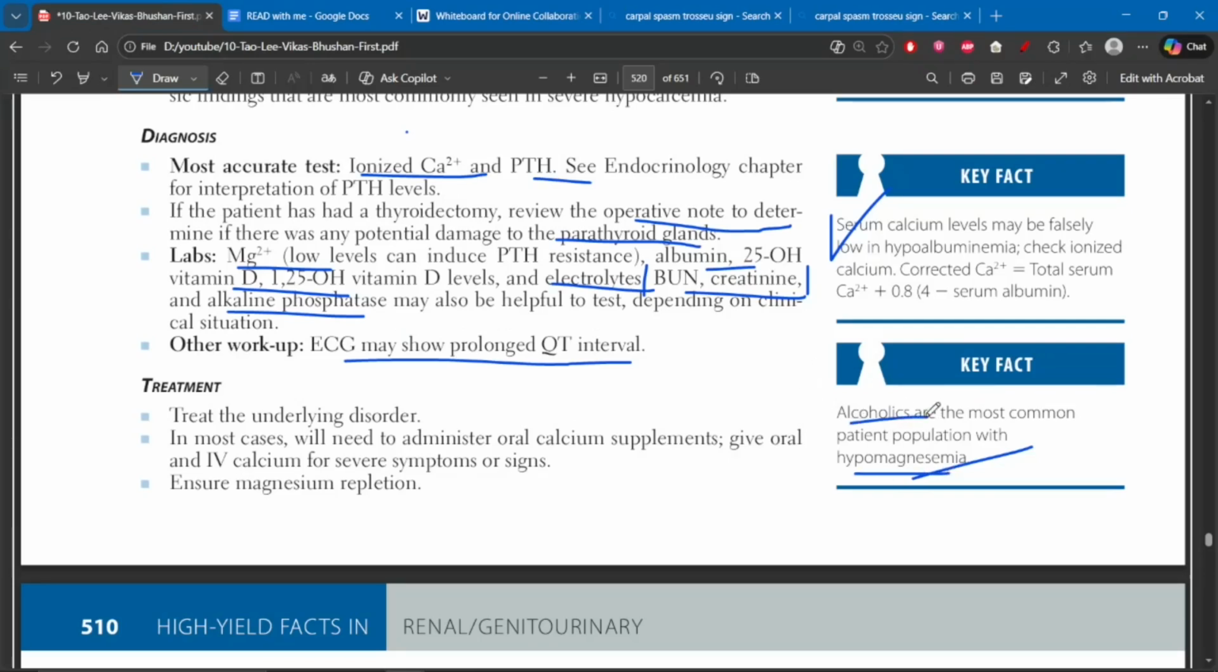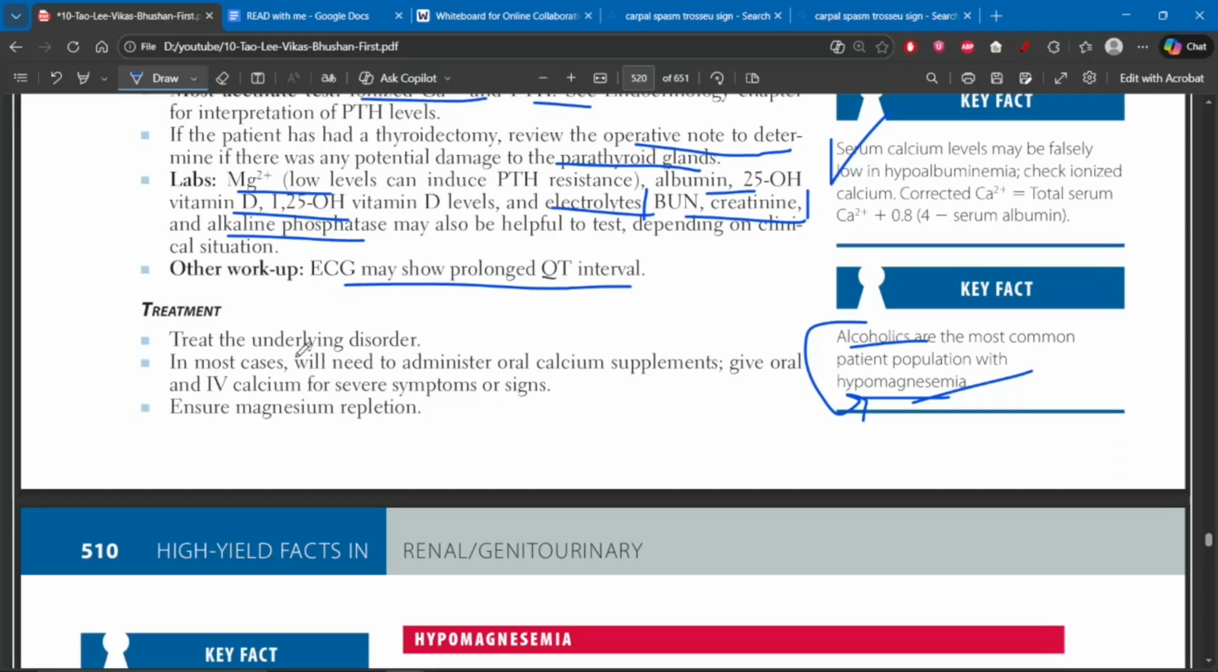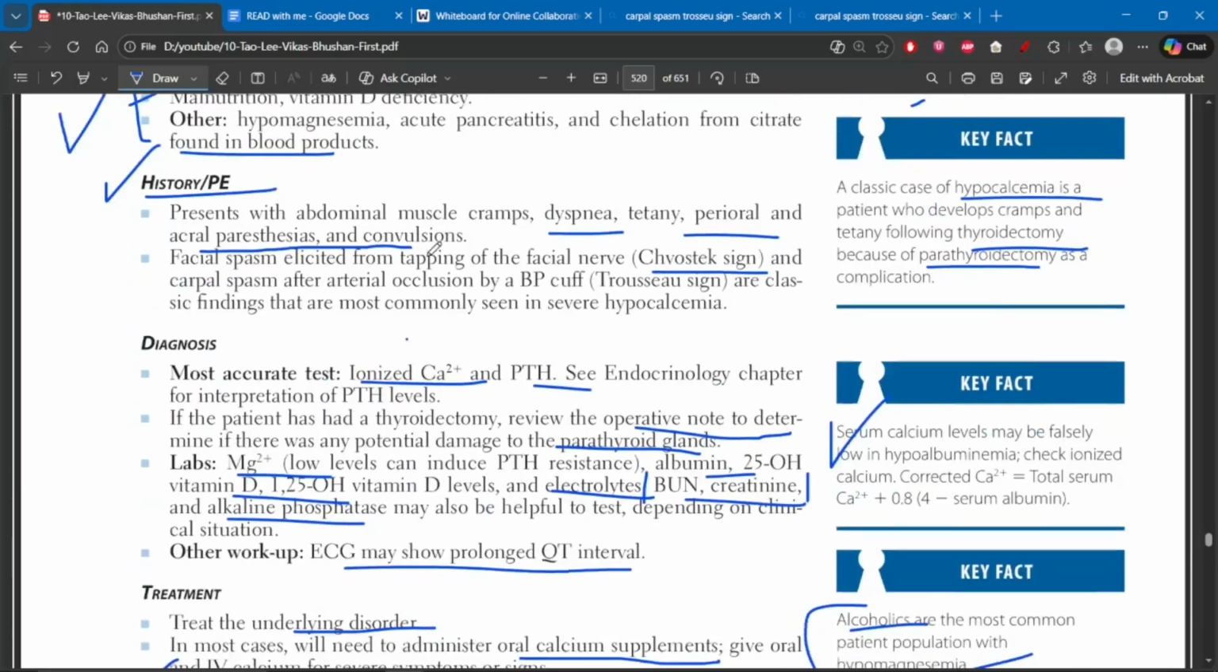So if you have an alcoholic in the question, you must think about this. All right. The treatment is simple for hypocalcemia. You treat the underlying disorder, and in most cases you would give oral calcium supplements, or IV calcium if there are severe signs such as stridor, diffuse body muscular spasms or contractions, or tetany. You also have to ensure that magnesium is repleted, right? So these are your calcium disorders completed.